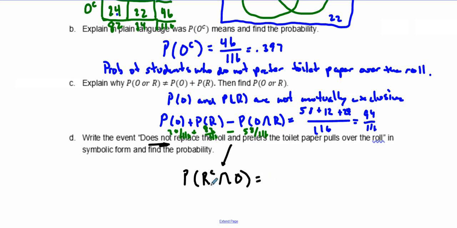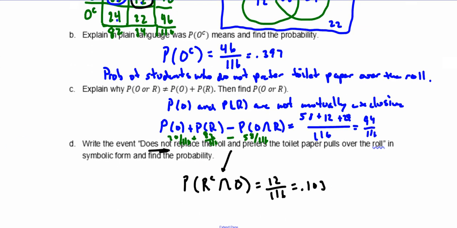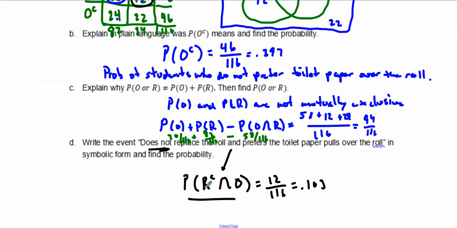So essentially, when we have this right here, we're looking for this and over the roll. So it cannot, that and goes over roll, it'd be 12, so it has to be an and statement. So it'd be 12 out of 116, and that would equal 0.103. Okay, and that would be our value. And that's how we symbolically notate it: probability of not replacing and prefers toilet paper over the roll.